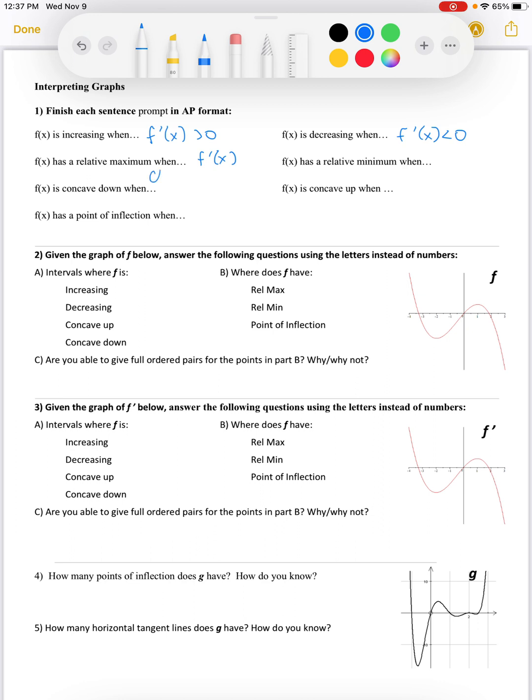So f prime of x changes from positive to negative. And when we have a relative minimum, f prime changes again, but the minimum is going to be changes from negative to positive.